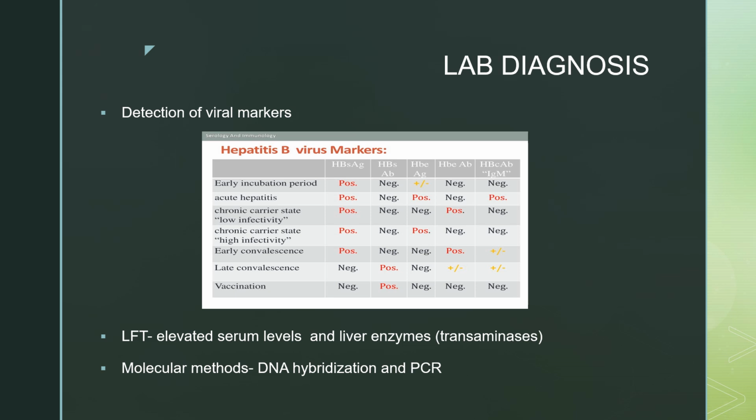Now we'll go for the LFT test. In that we'll see that the serum bilirubin would be increased, and liver enzymes also would be elevated. Now, we can also find HBV DNA present in our blood circulation. So this would be an indicator of the viral replication and infectivity. We'll also go for the molecular methods, DNA hybridization and the PCR method.